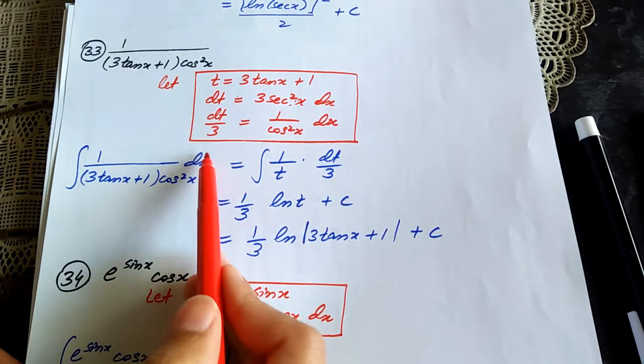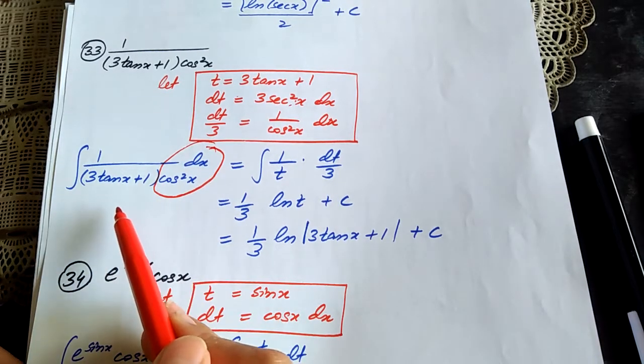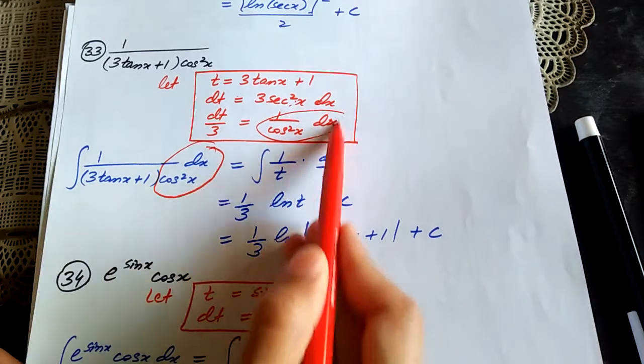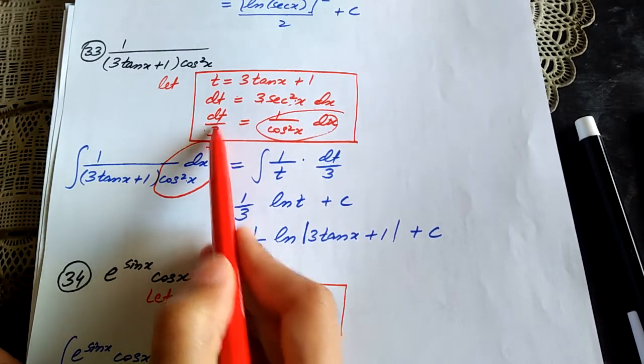Now in this integration we have dx over cos square of x. Just make secant square of x as 1 over cos square of x. Now we got this thing. This 3 is extra here, just move it to the left side, we will get dt by 3.